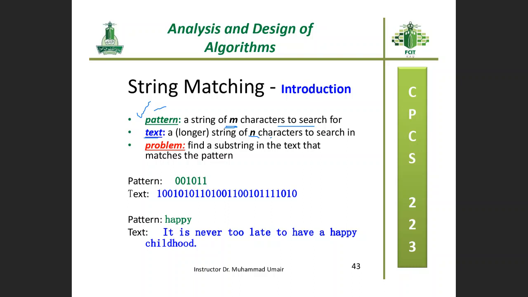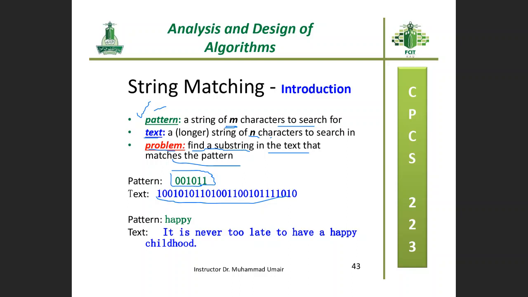So the string for which you are looking is called the pattern, and the string from where you have to search, that string will be considered as the text. So the problem statement says that you have to find a substring in the text that matches the pattern. For example, if this is the text, from this text you have to figure out whether this pattern exists in the text anywhere or not.